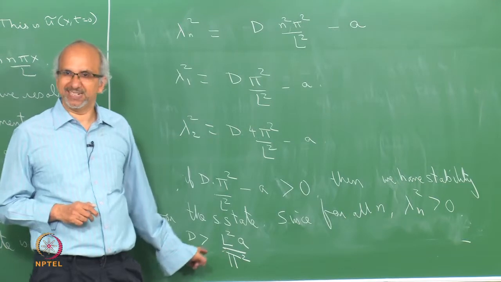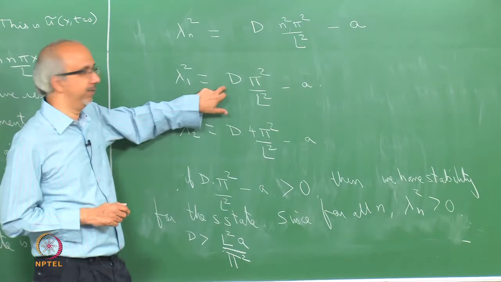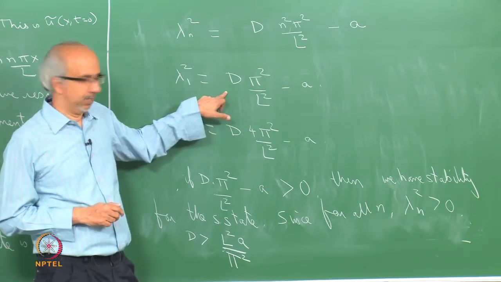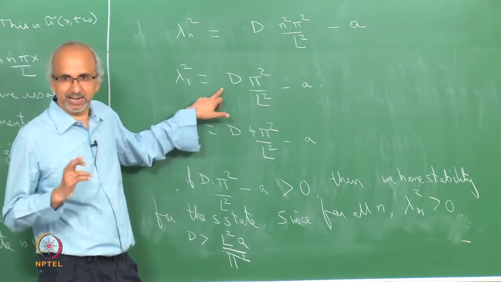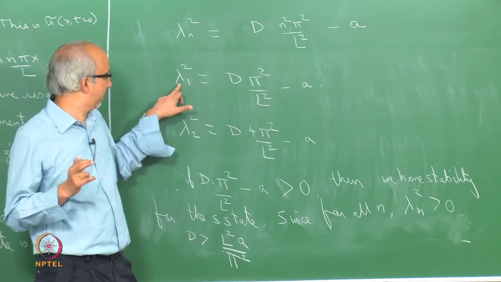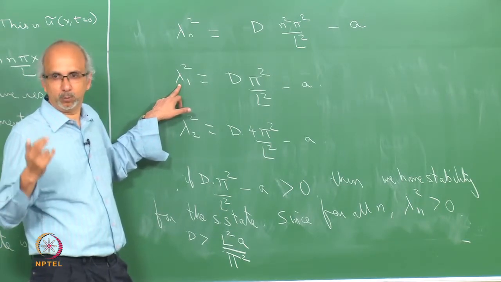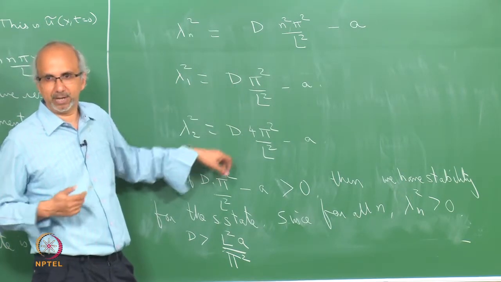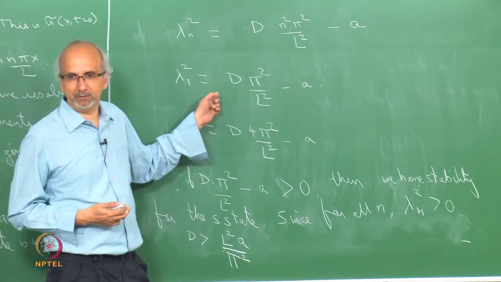If the diffusion coefficient is less than this critical value, then this guy is going to be negative. These other guys, we don't care; they could be positive or negative. The first lambda n squared which becomes negative will correspond to n equal to 1. This is the first guy. All these others will be positive. This guy will become negative first, then the next will become negative as you keep lowering d. So the first to become negative will be this one.